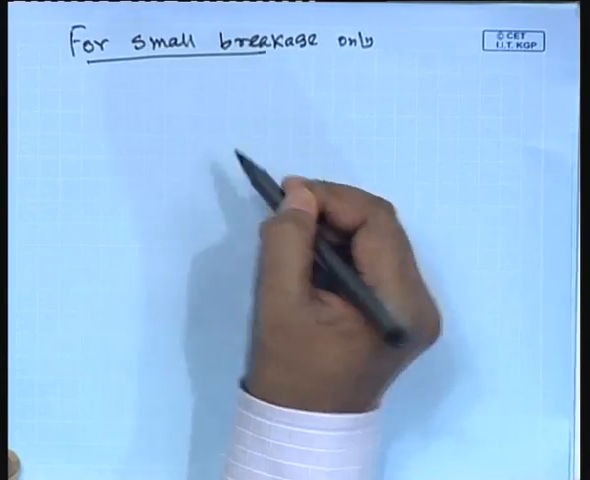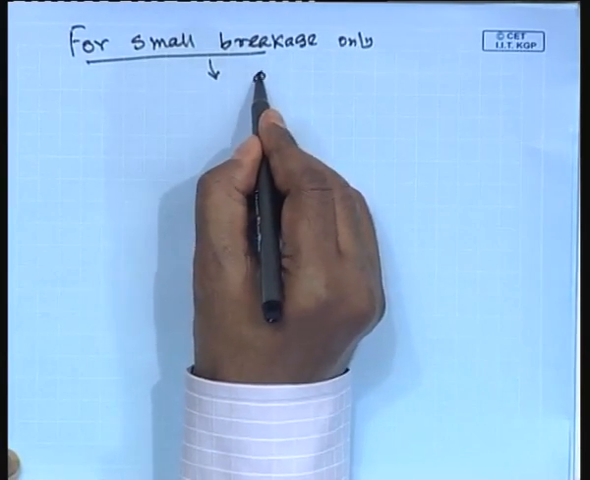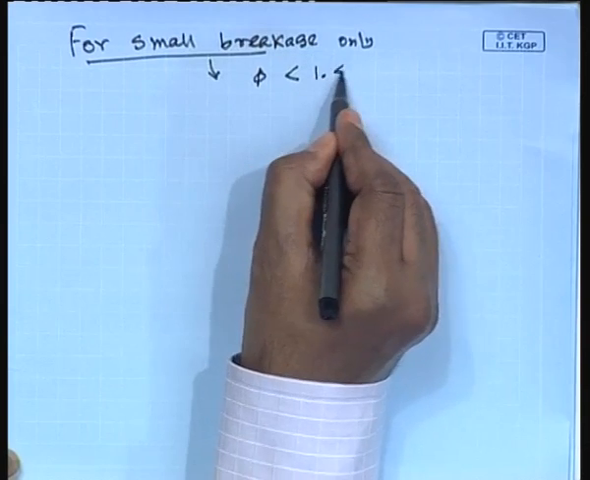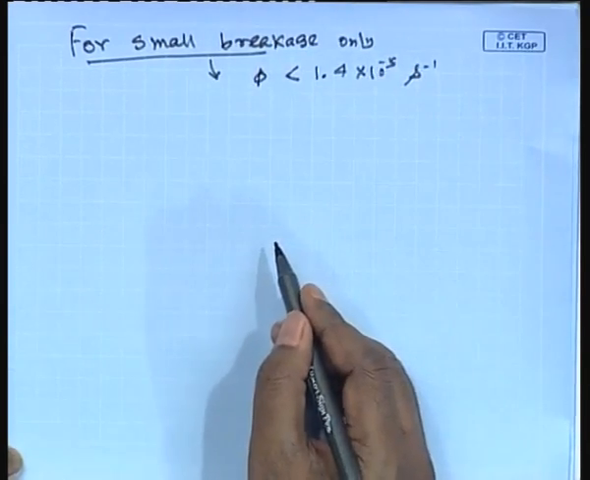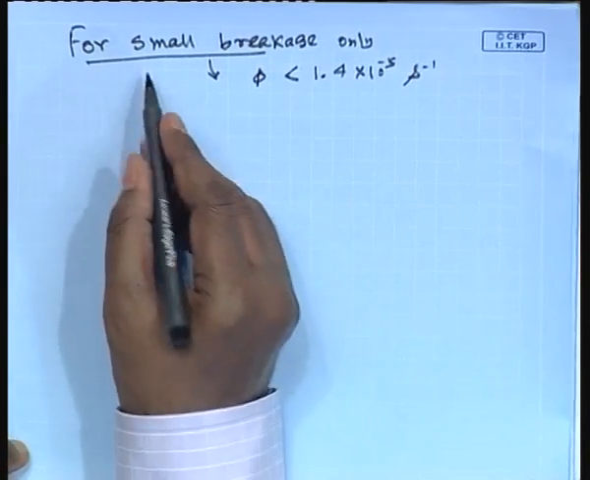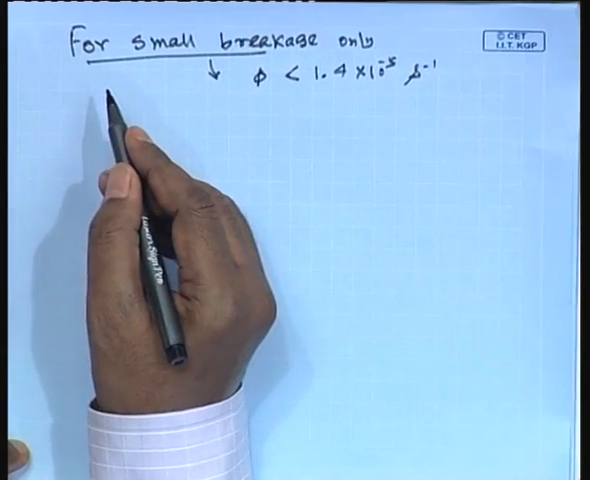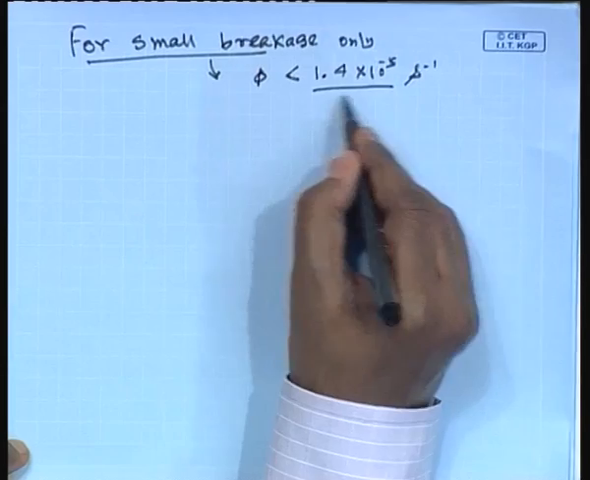And small breakage, what do you mean by the small breakage and the larger breakage? These will be characterized by phi less than 1.4 × 10^-5 second inverse. When phi is less than this value, we talk about the breakage being extremely small. So, if breakage is small, the change in internal phase volume is less than 5%. Okay. So, how are you reaching this value?